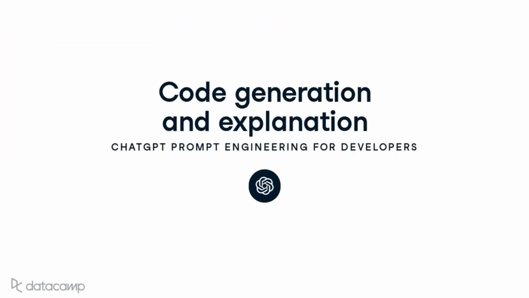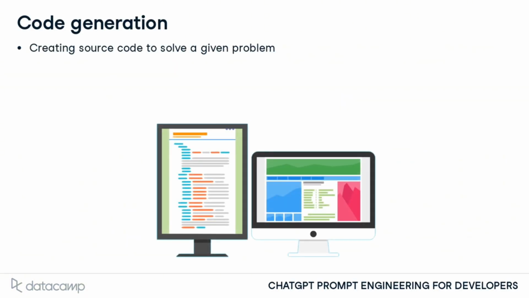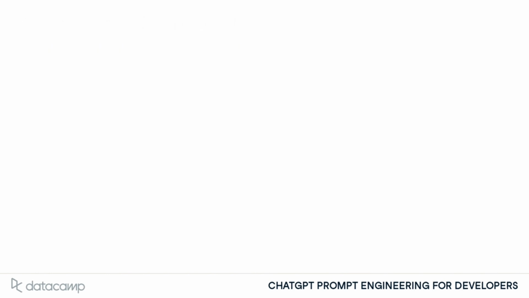The final business applications we will cover are code generation and explanation. Let's explore creating and explaining code snippets with effective prompts. Code generation creates code to solve a problem and is essential in any domain that uses software. Using LLMs for this purpose requires a solid understanding of the generated code for practical use.